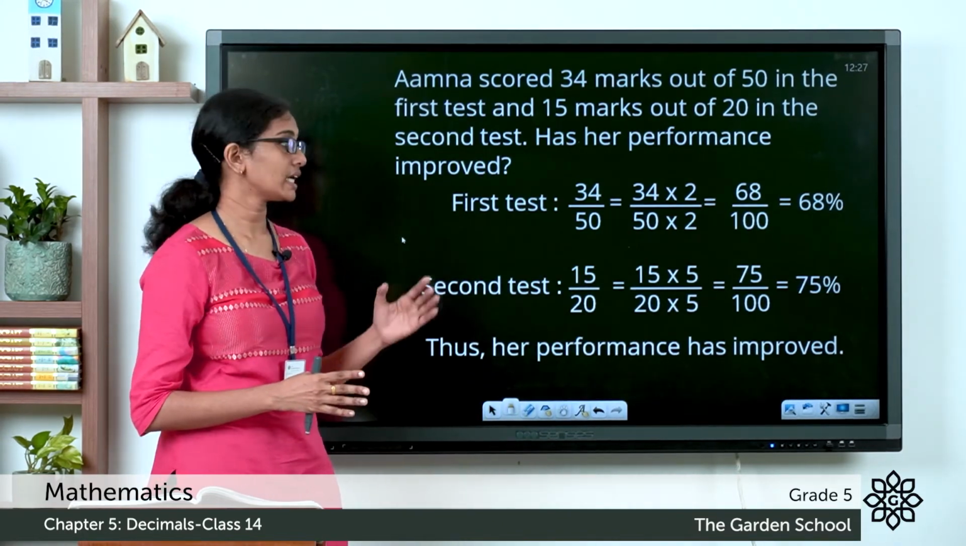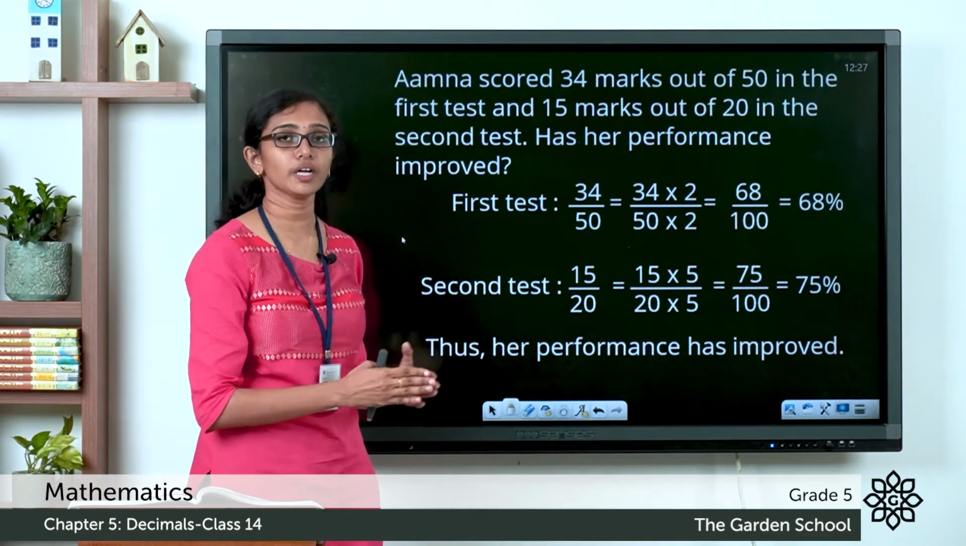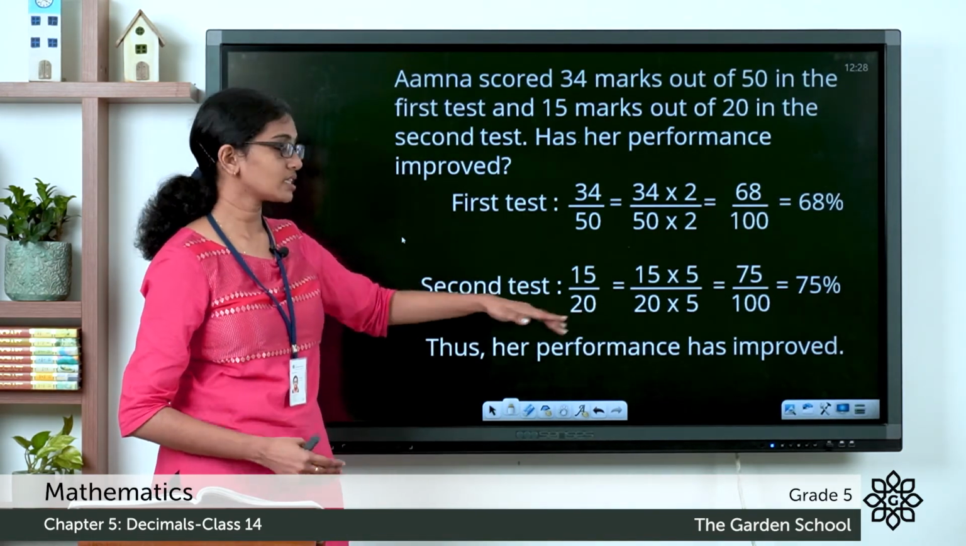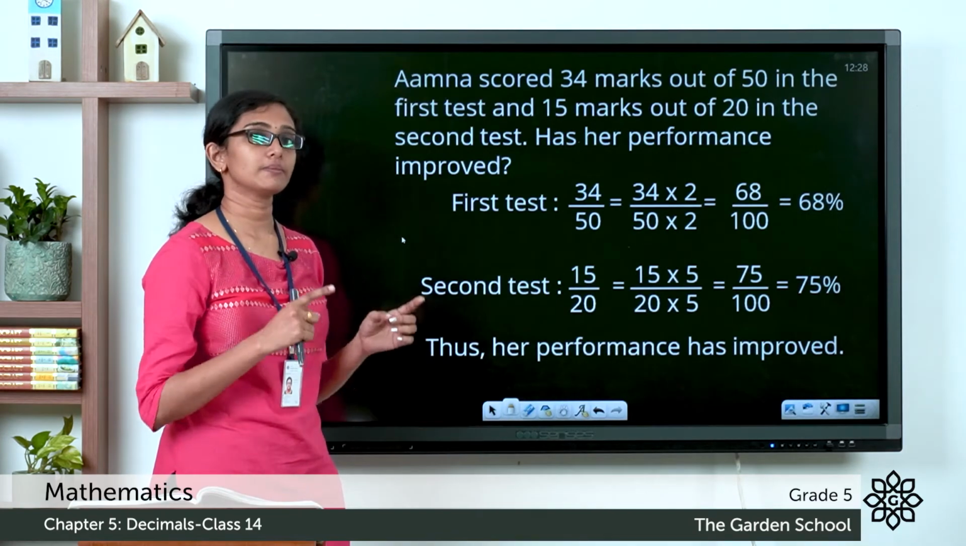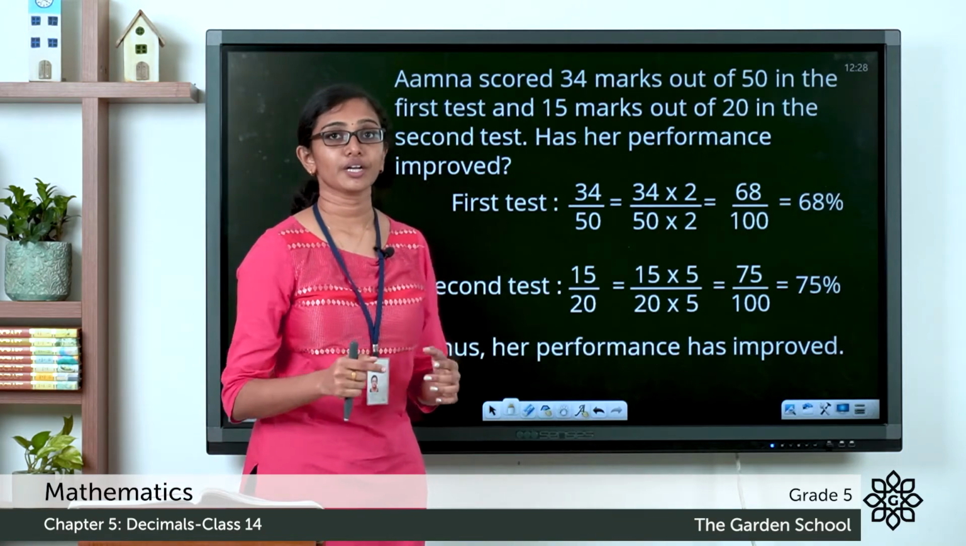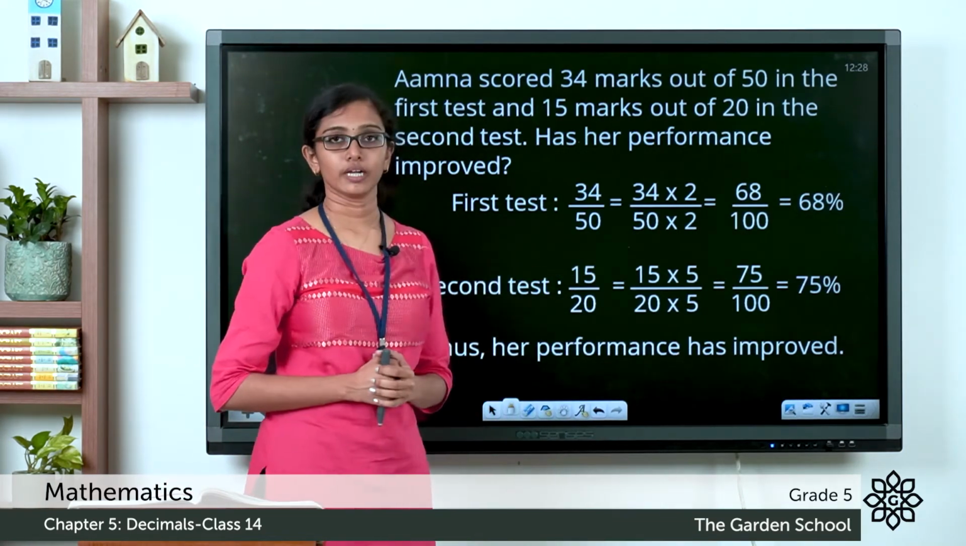So how do we find her equivalent mark out of 100? We have to change the denominator to 100. How can we change this 20 to 100? We can multiply this 20 by 5. 20 times 5 is 100, and you have to do the same in the numerator.